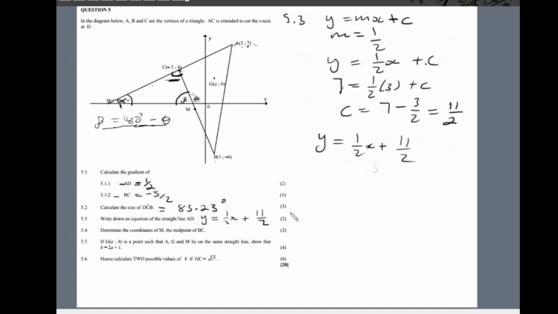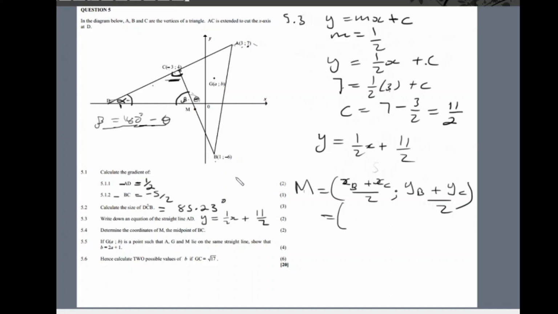And then 5.4. Determine the coordinates of M, the midpoint of BC. So M is the midpoint of BC. To calculate the midpoint of BC, we'll need to calculate the x coordinate of the midpoint and the y coordinate of the midpoint. Right, so the x coordinate of the midpoint is x at B plus x at C divided by 2, and then the y coordinate is y at B plus y at C divided by 2, right? So now I can simply substitute the values of x at B and x at C.